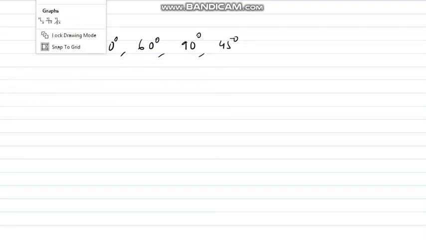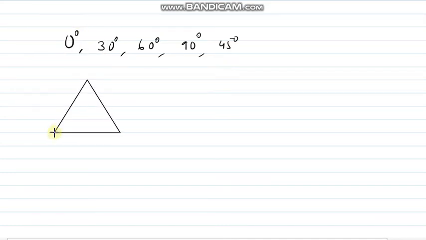Hello everyone. In this video we are going to learn how to find the value of trigonometric ratio of the standard angle. Standard angles we consider as 0, 30 degree, 60 degree, 90 degree and 45 degree. That's listed. So how to find the value? Suppose we have one triangle, one equilateral triangle.